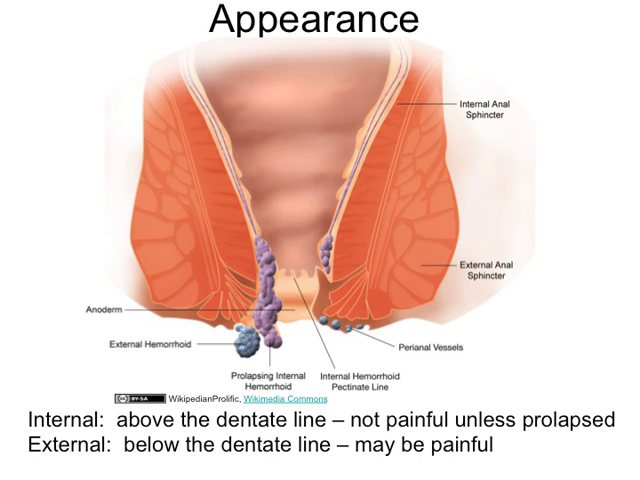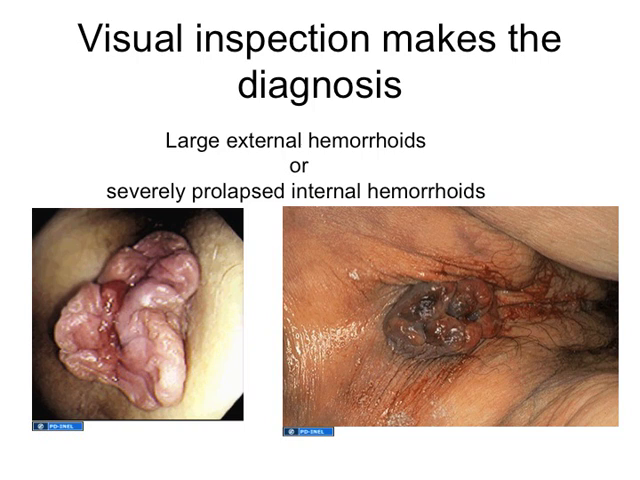So internal hemorrhoids come from above the dentate line, external hemorrhoids below. Here's a side view. So this is where the tissue has been prolapsing and pulled forward. Here's an external hemorrhoid right here. These are pictures of extremely large external or prolapsed internal hemorrhoids. When you just look, clearly those are bad hemorrhoids.